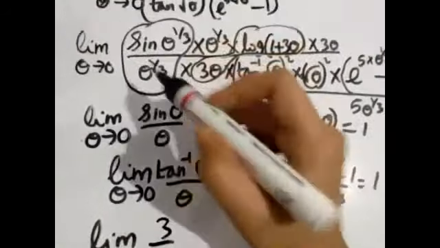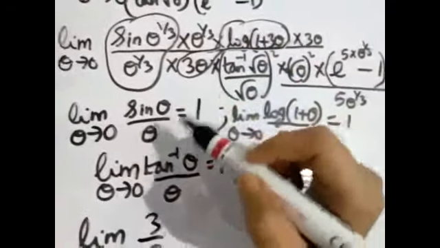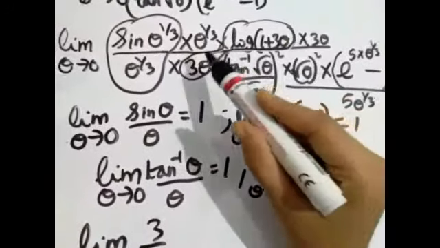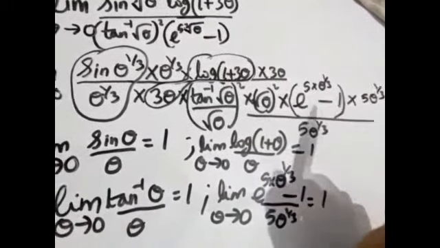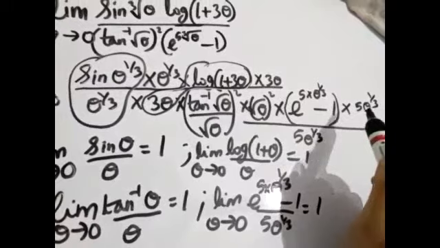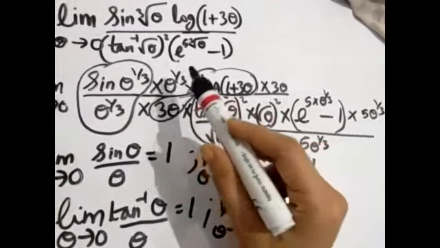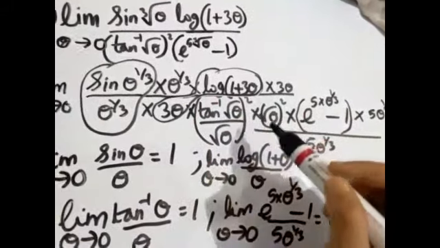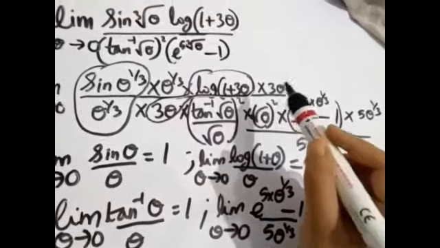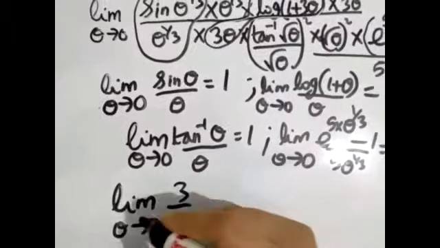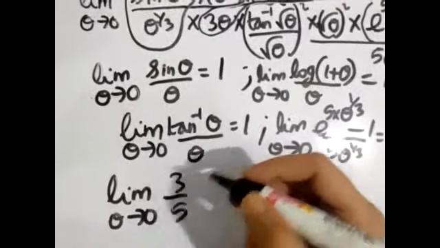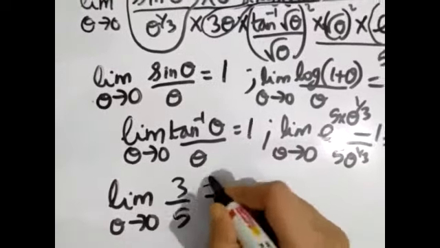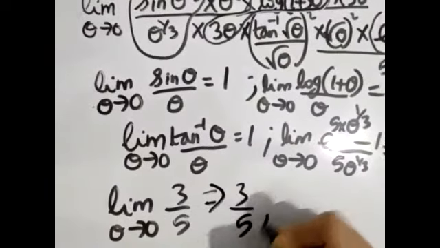Everything else will be 1, and then I will have this 3 theta and 5 theta raised to 1 by 3 only left. So theta raised to 1 by 3 and this theta raised to 1 by 3 will get cancelled off, and then this theta and this theta will get cancelled off, and 3 by 5 is left. So limit theta tends to 0 of 3 by 5. Since I have no variable theta over here, I have 3 by 5 as the answer.